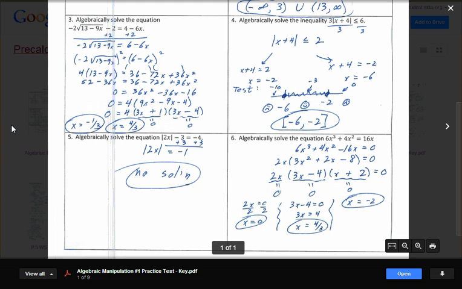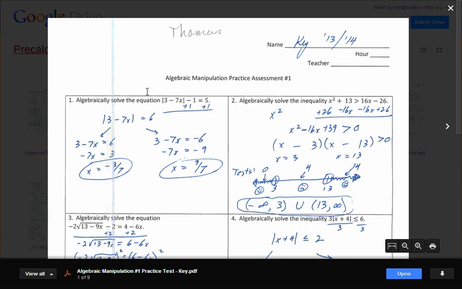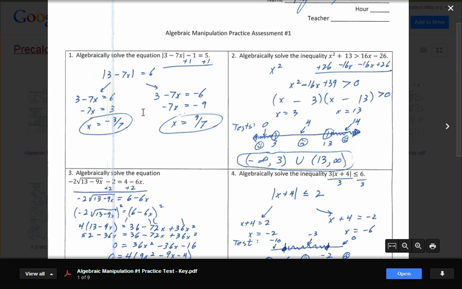We have a practice test, and here are the answers for problems 1 through 6. They are posted on the same spot where you normally get your answer keys for worksheets. I'm going to talk you through the common mistakes people make. On number 1 here on the practice test, well, first thing is you've got to split it into 2 parts. That's the main point of this problem, is split it into 2 equations and solve both of them.